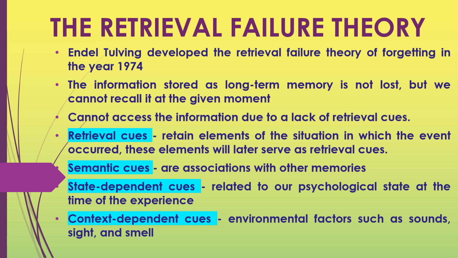Semantic cues. These are associations with other memories. For example, we might have forgotten everything about a trip we took years ago until we remember visiting a friend in that place. This cue will allow recollecting further details about the trip.